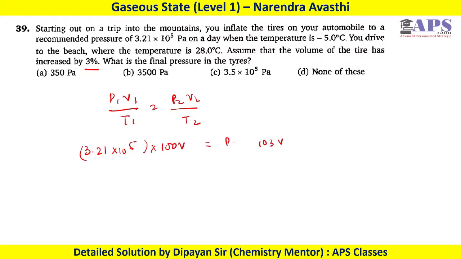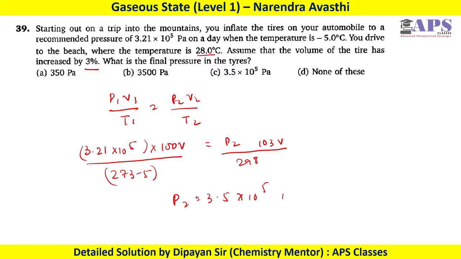So we have to calculate the final pressure P2. Initial temperature is given as minus 5 and this is 298, that is 28 degrees centigrade. Okay, so now we can calculate P2 as 3.5 into 10 to the power 5 Pascal, that is option C will be the correct option.